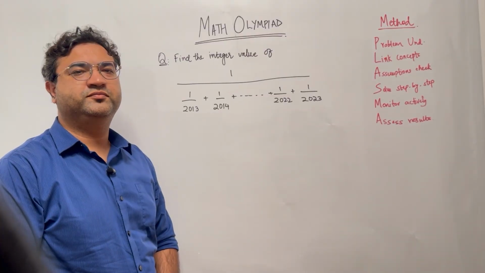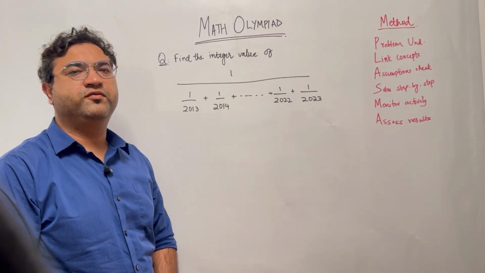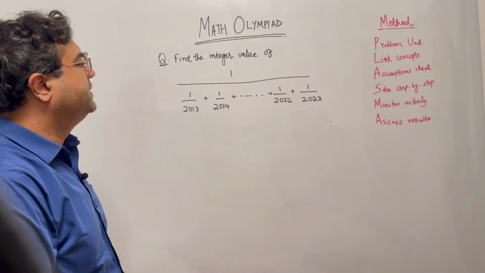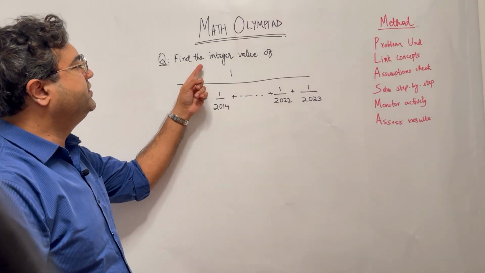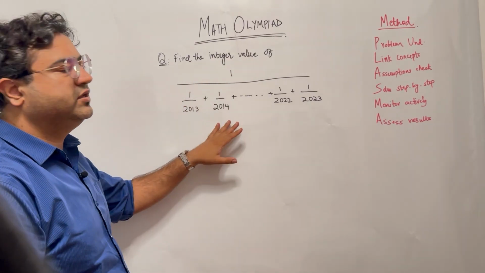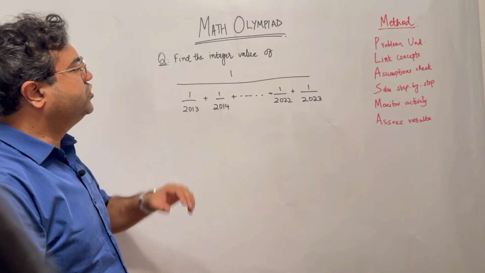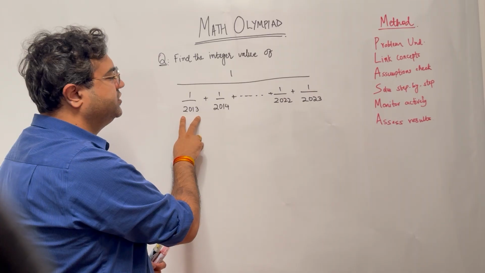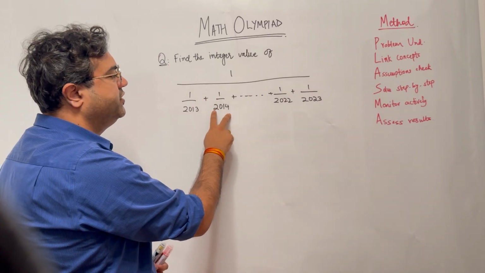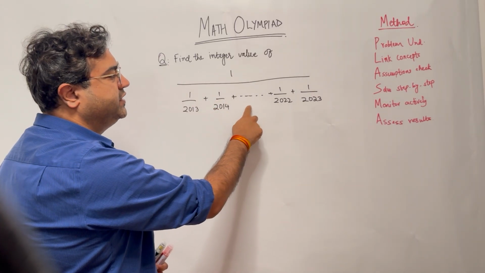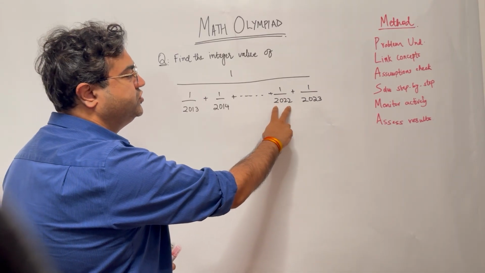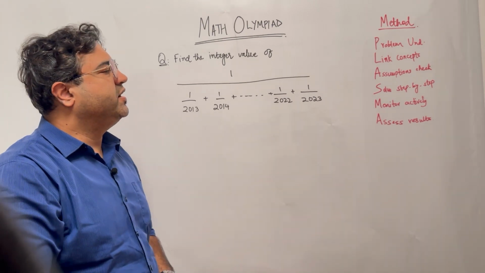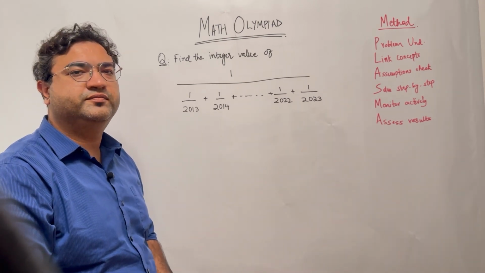Welcome to the video. Today we are going to solve another Math Olympiad problem. The problem goes like this. We have to find the integer value of this expression: 1 divided by (1/2013 + 1/2014 + 1/2015 and so on until 1/2022 + 1/2023). Okay, so let's get into it.